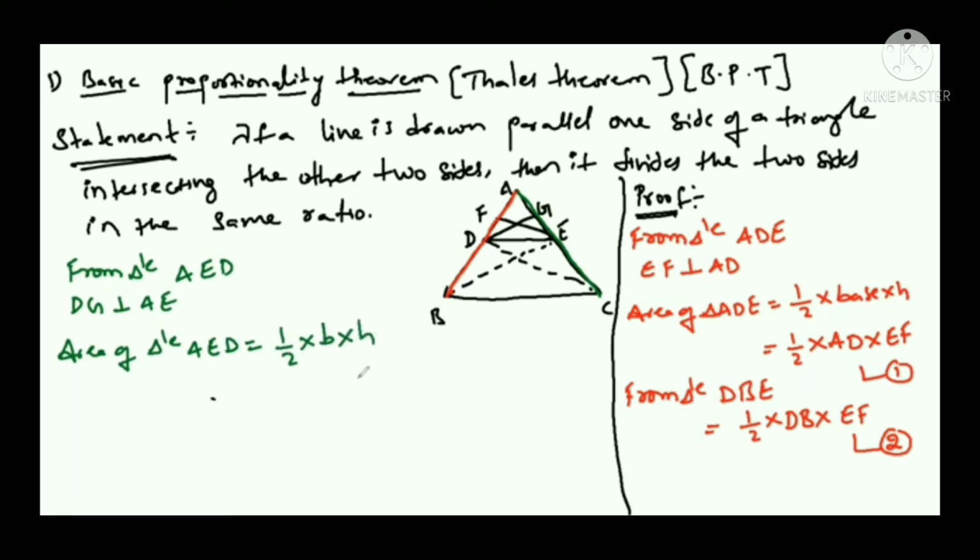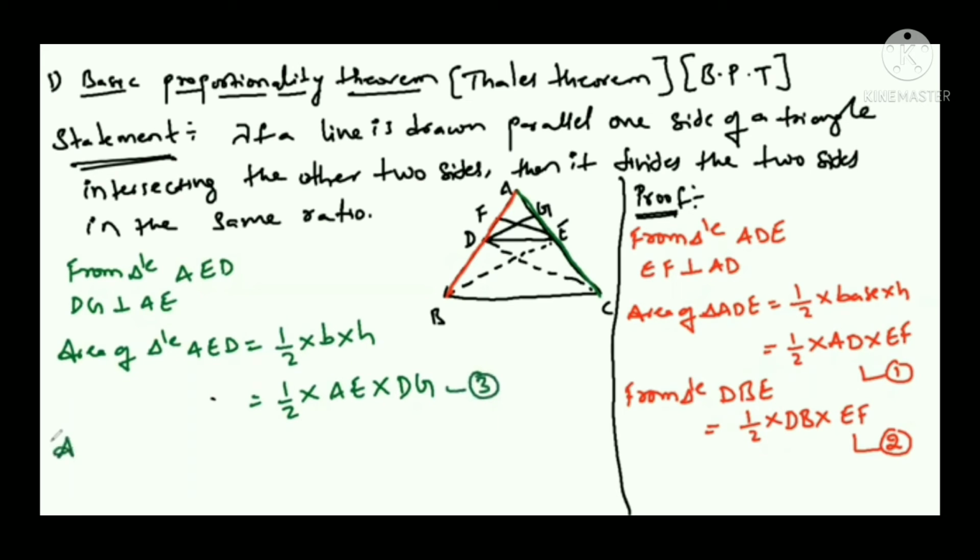Same thing we did here: half into. But now what is the base? This perpendicular line is touching AE, right? That will become the base, that means AE, and the height is the perpendicular line DG. Okay. Next, another one. This we write as 3.